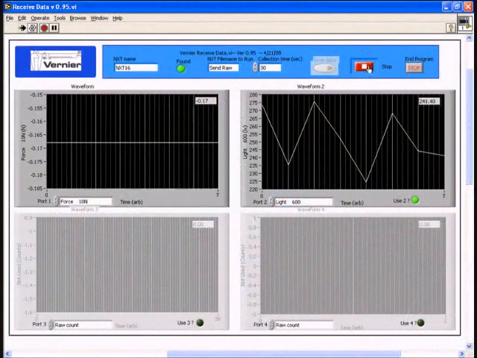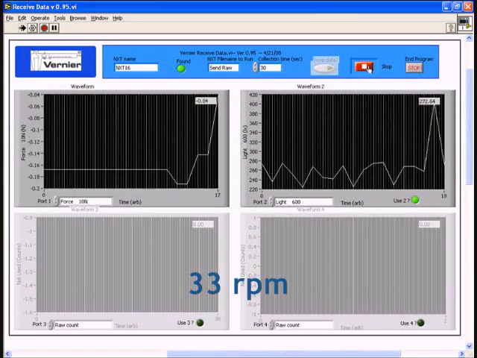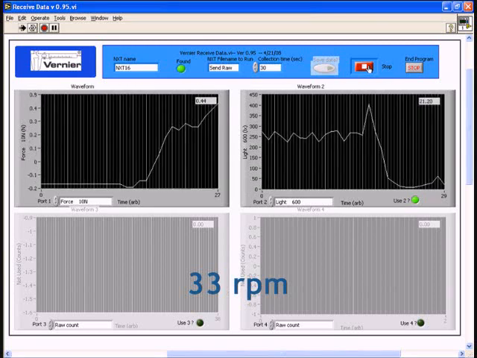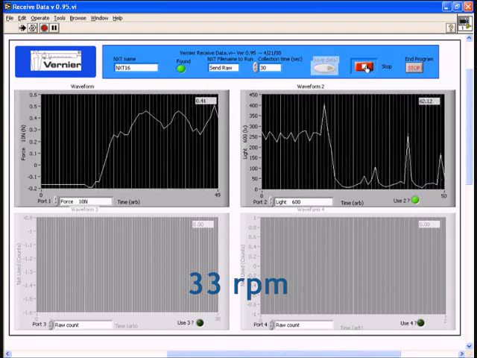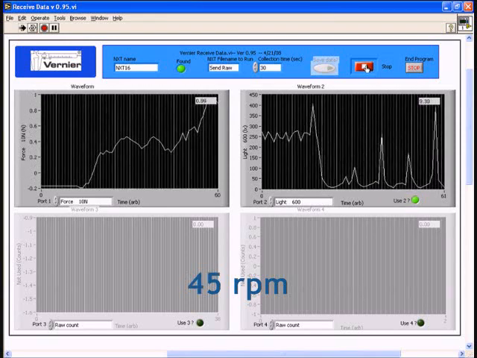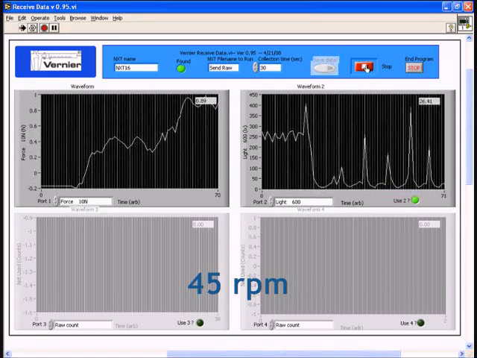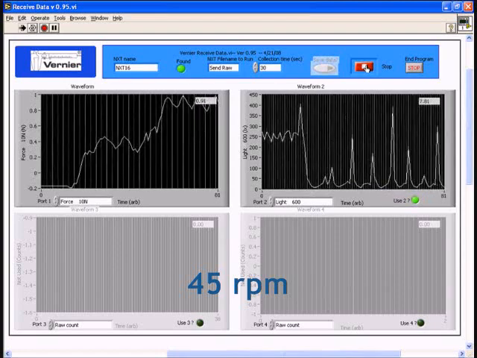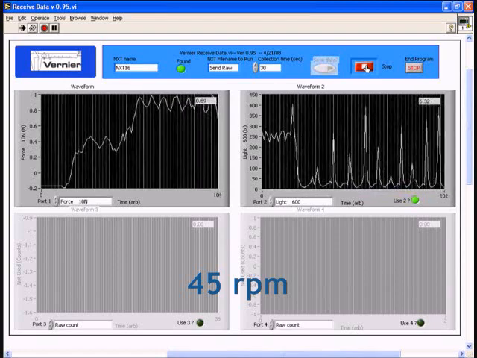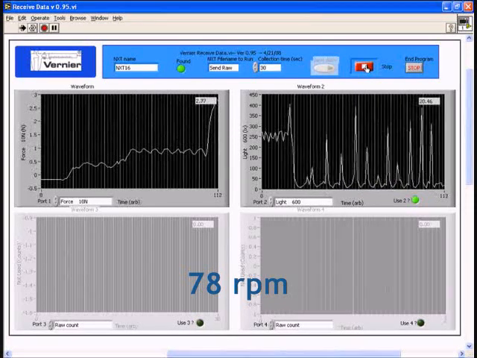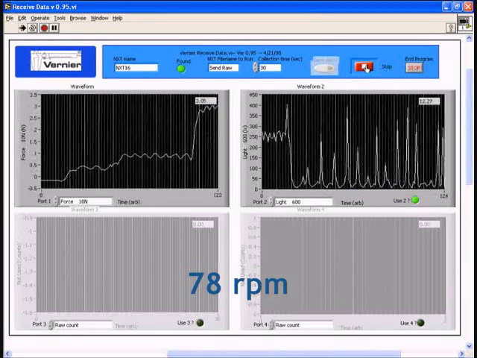Here is what we saw on the computer screen as the experiment was taking place. The computer receives the data and plots it on a graph. The graph on the left shows force versus time. The graph on the right shows light level versus time. Each peak corresponds to one complete rotation. Notice the three levels on the force graph, representing 33.3, 45, and 78 RPMs.